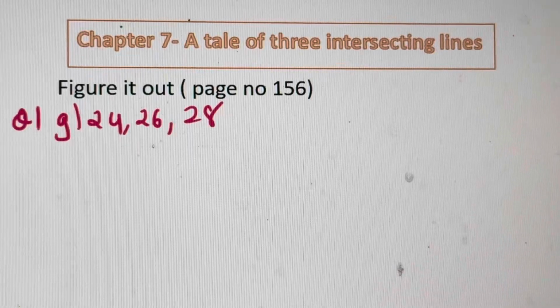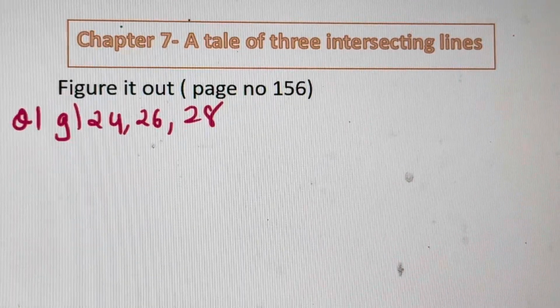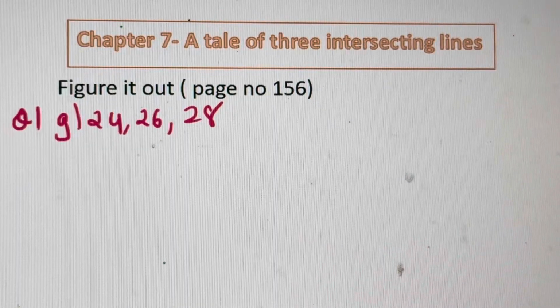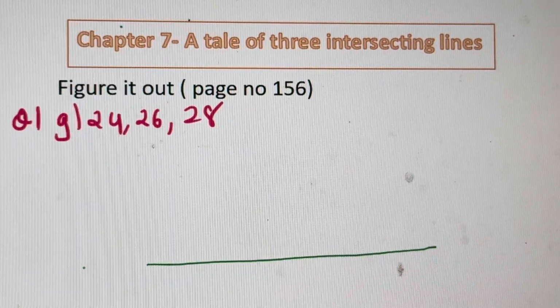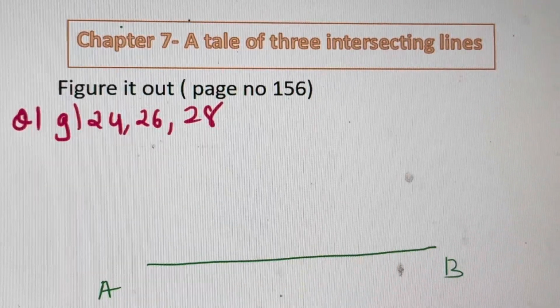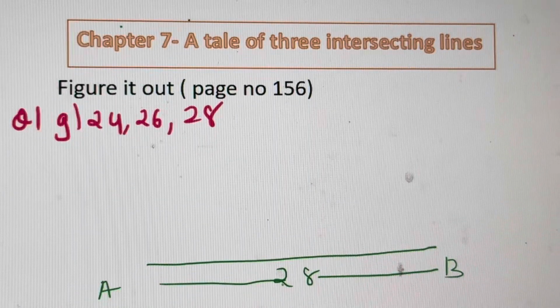Question number 1G: 24, 26 and 28. These are the lengths given. So we choose the length 28 as the base length because that's the largest, that's the rule. We need to take the greatest side as the base length. So this total is 28. Fine.